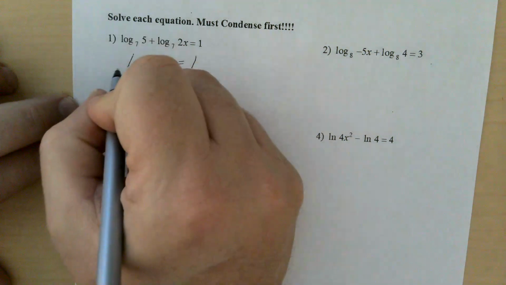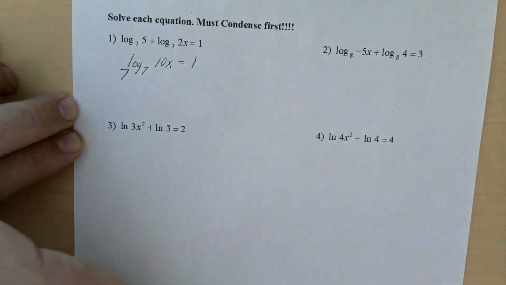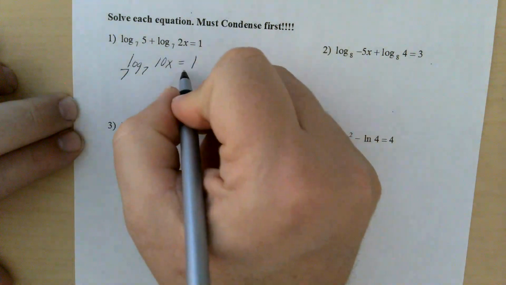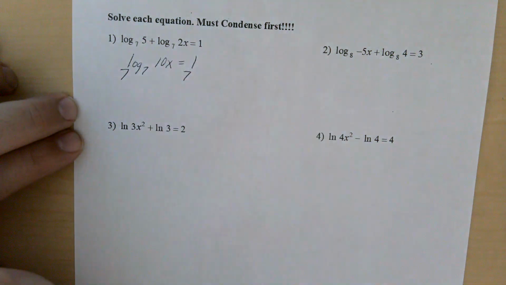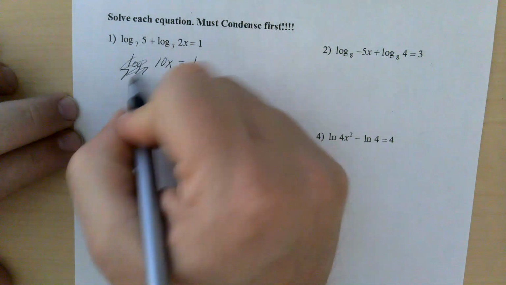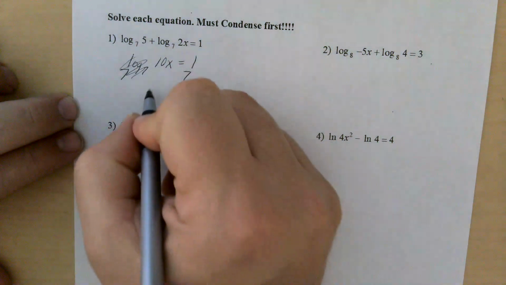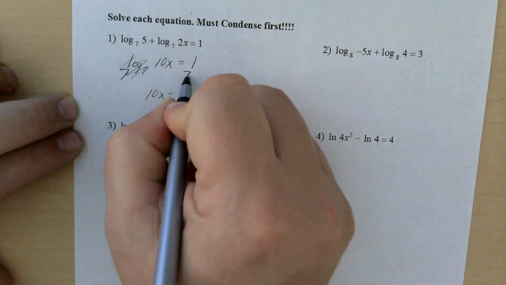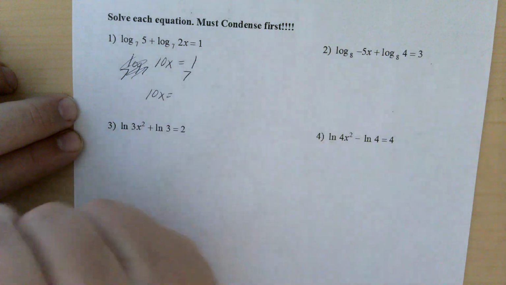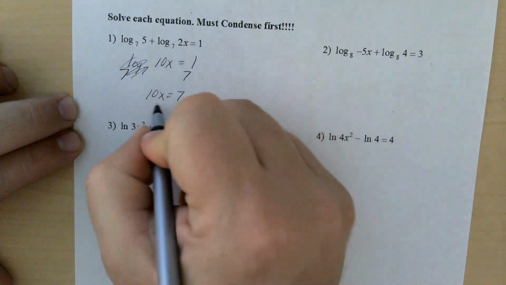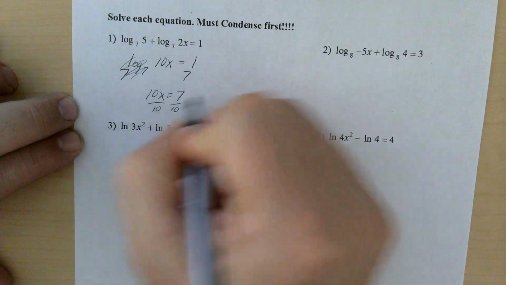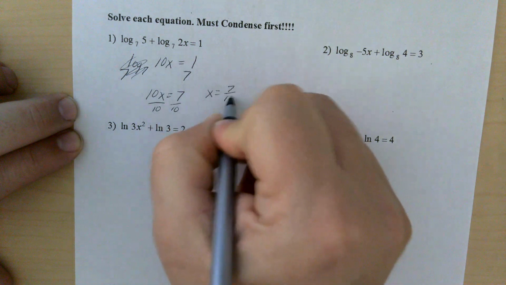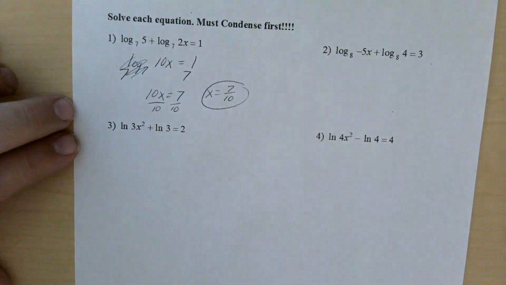But I'll show exponentiating. I'm going to put a 7 underneath log base 7, and I'm going to put a 7 underneath the 1. This wipes out the log base 7. You're left with 10x equals 7. Remember, that's a base to the 1 power, which is just 7. Divide by 10, and your answer is 7/10.